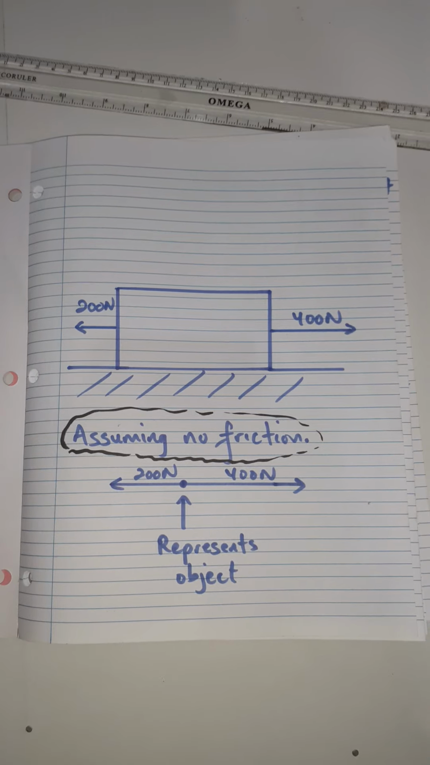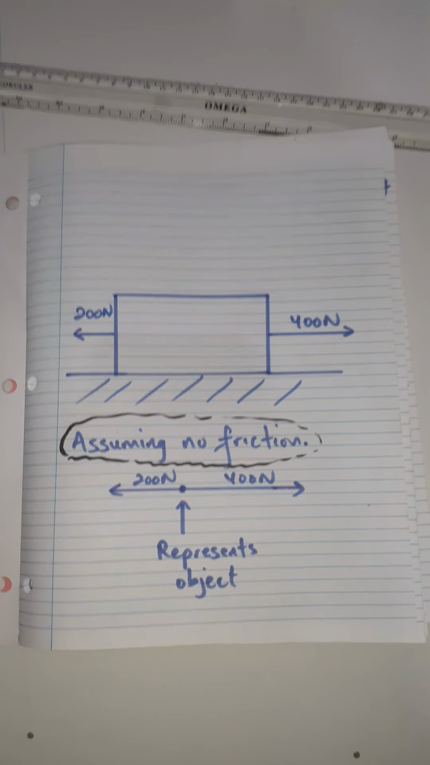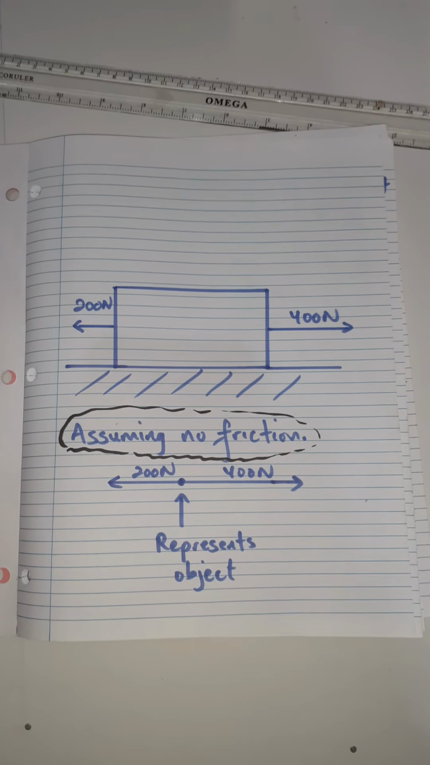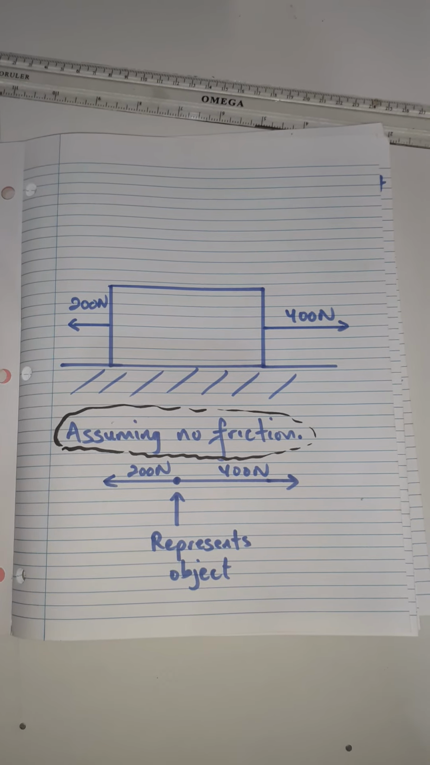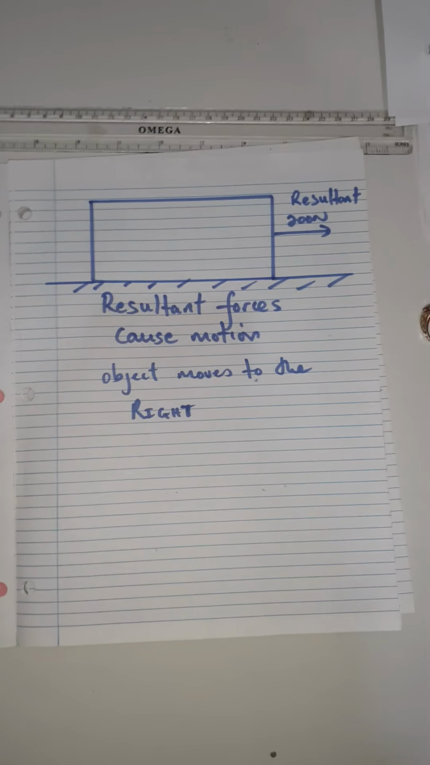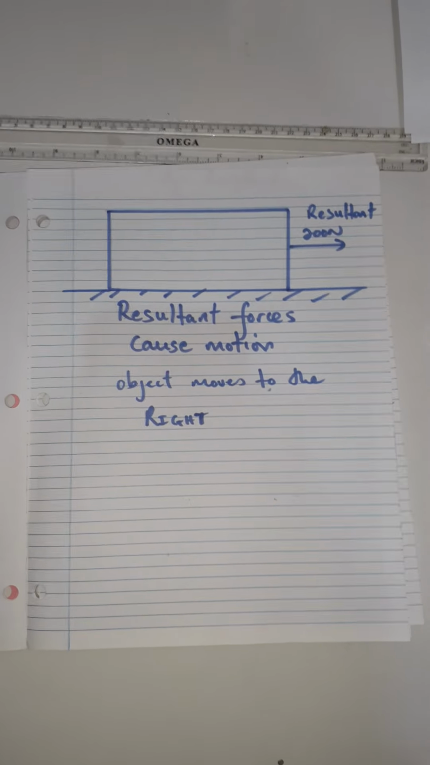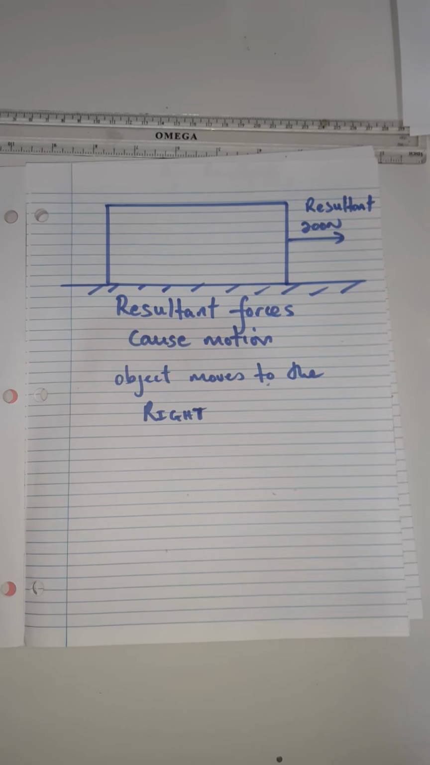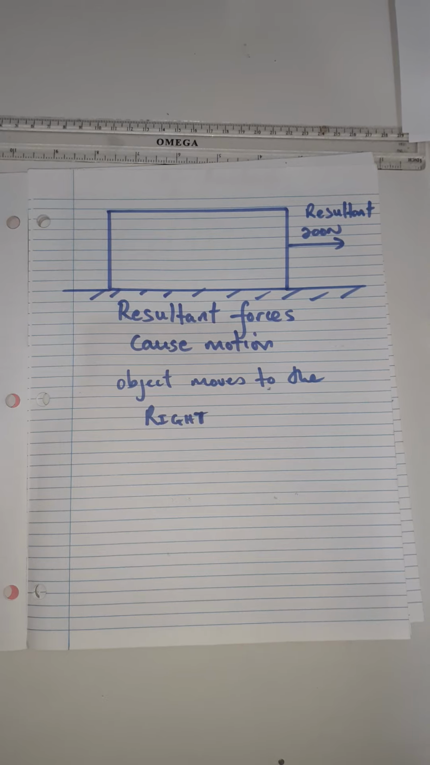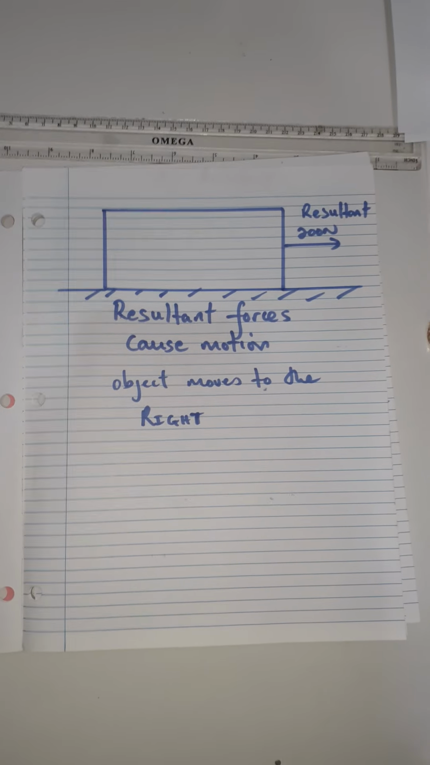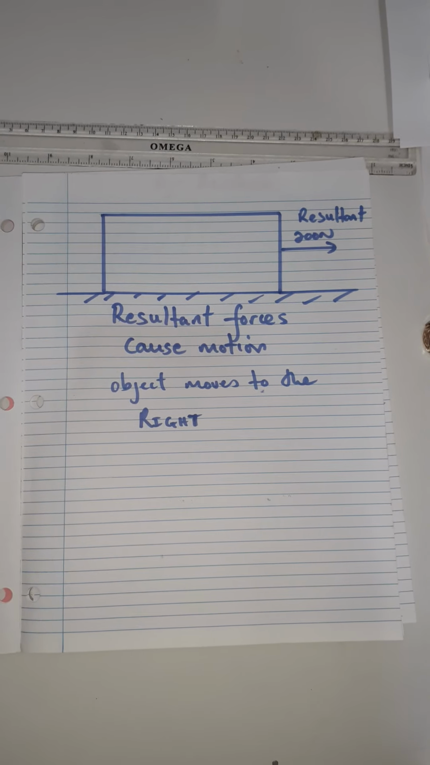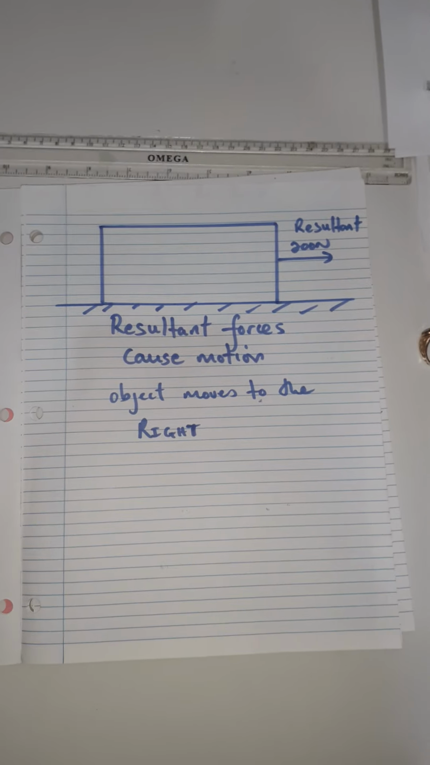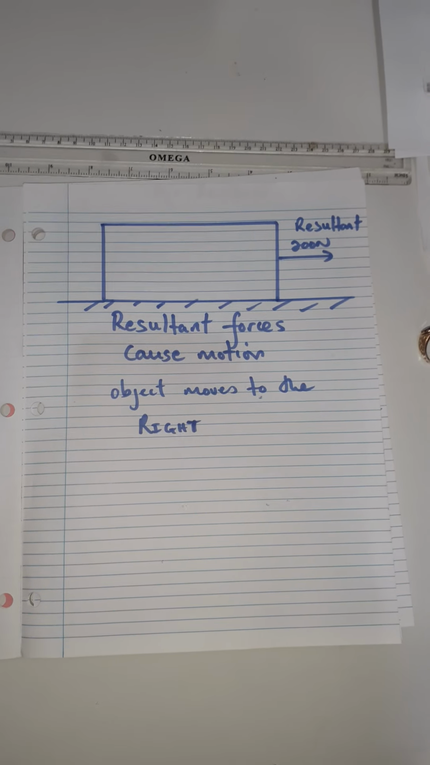So let's see if we can now find out what the resultant force on this block is. If we look at this new page, we can also redraw the situation with the block like this, right? The resultant force happens to be 200 newtons to the right. So it's very important to indicate the direction.